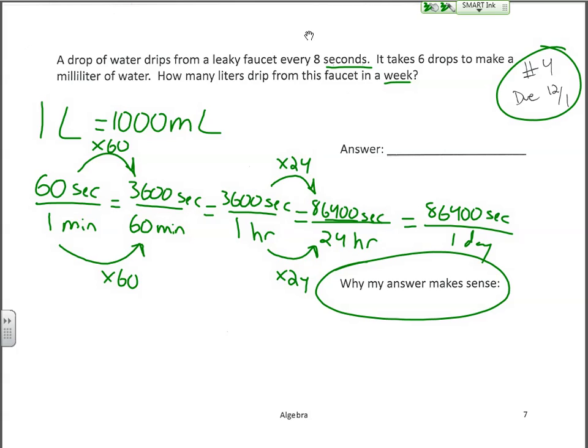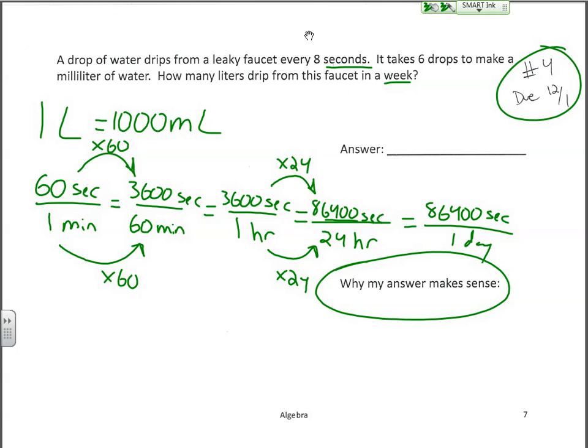Right? So once you get the number of seconds in a week, then you go back to the situation here, and it says that a drop of water drips every 8 seconds. So how many seconds in a week? If a drop drips every 8 seconds, how many drops will that be? 6 of them make a milliliter. So how many milliliters will there be? And then convert that to liters. And that's ultimately the answer that I want on that line there.